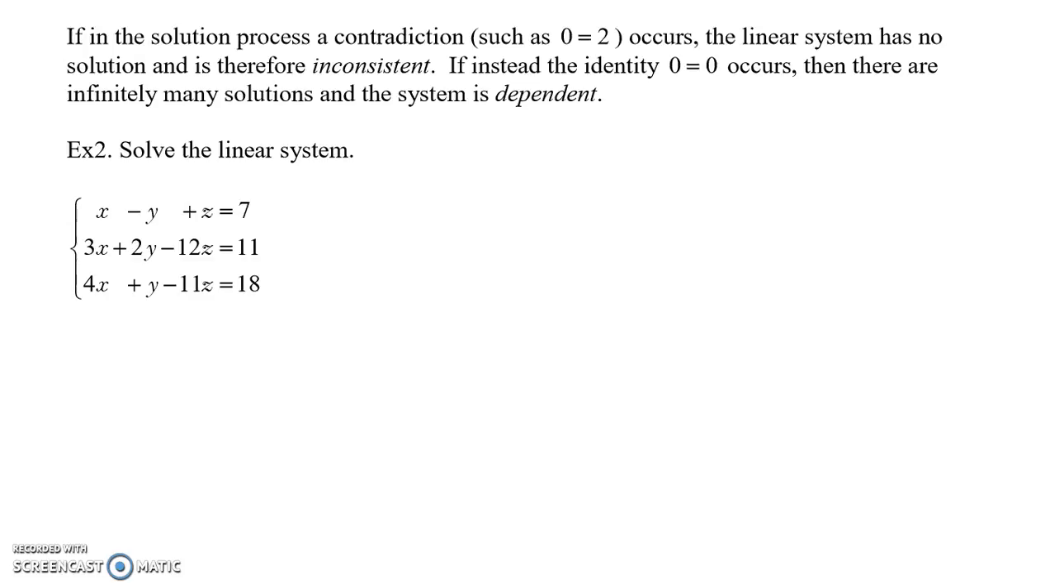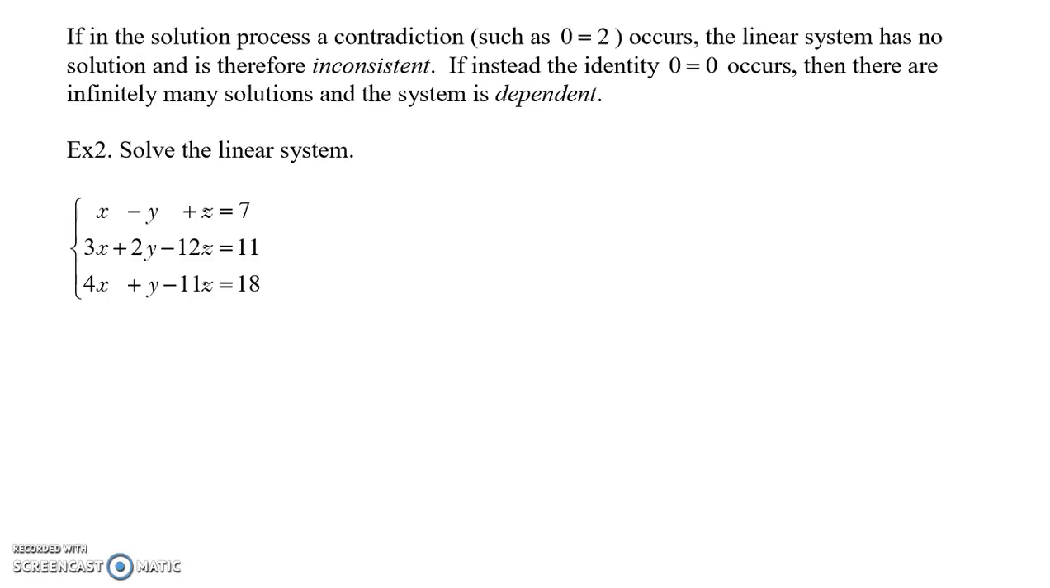So I'm not going to say any more about that, and I'm not going to be doing any examples of that type, but just so you're aware, if you do get a contradiction, then you can basically stop and conclude that the system has no solution. It's an inconsistent system. What I want to focus on is another case.